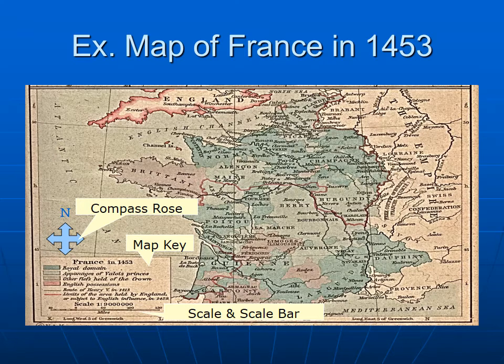Here's an example of a historical map, which we'll get to more in a sec. This is a map of France in 1453. Look at the components that Ms. Crouch just talked about a second ago. You've got the compass rose, you've got your map key, and you have your scale and your scale bar.